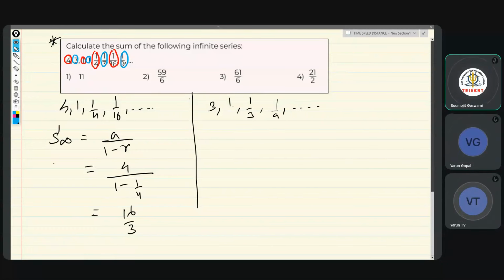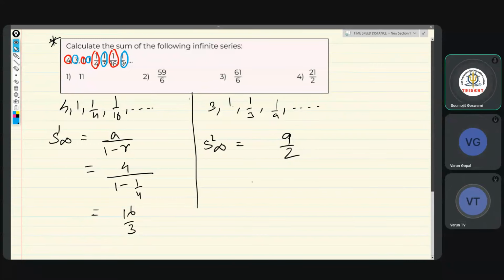So let's call it S1 infinity. S2 infinity is going to be the same thing. Let's do it orally. 3 by 1 minus 1 by 3, that is 3 by 2 by 3. So 9 by 2. Do it in your mind. 3 by 1 minus 1 by 3 is 2 by 3. 3 goes to the numerator, 2 in the denominator. So 3 into 3, 9 by 2.